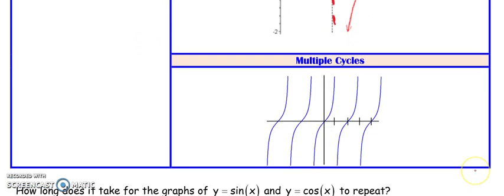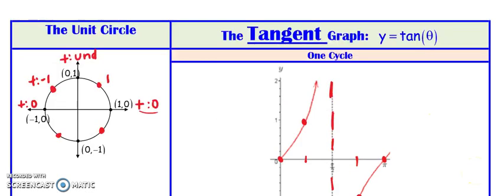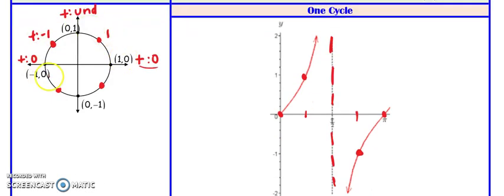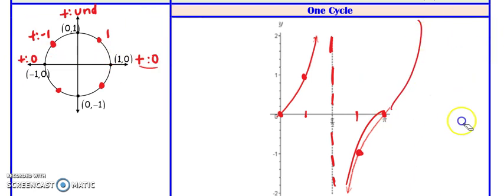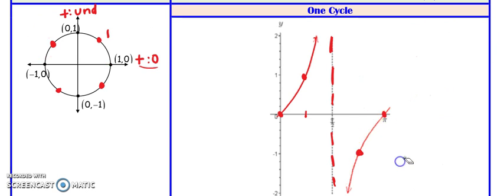So this is what it looks like when we have a ton of them together. They go forever and ever in both directions. But here's the deal. This starts to repeat after 180. Like, look, here I only went to 180 degrees, right? And then it starts to repeat and repeat and repeat. So the period on a sine and a cosine wave is 2 pi. But the period on a tangent is only pi.